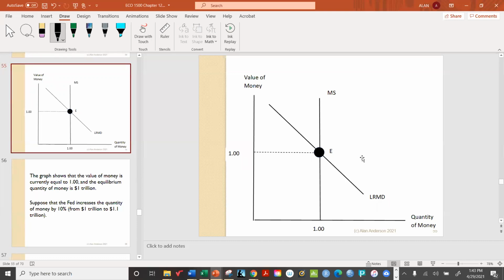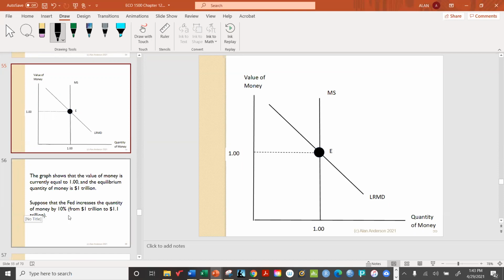So imagine, just to keep things simple, right now we're in the base year. So the value of money is $1. And let's also assume that the quantity is 1, which could be $1 trillion. What happens if the Fed increases the quantity of money by 10%?